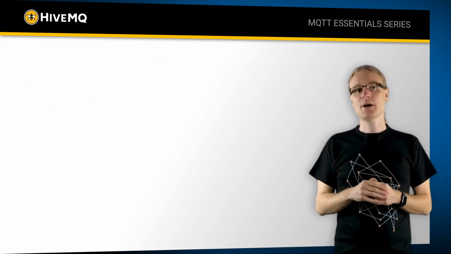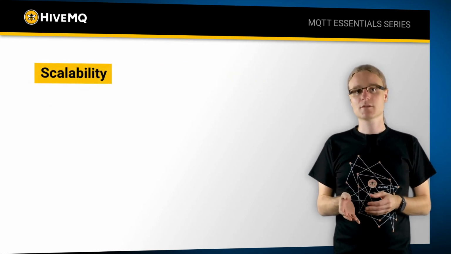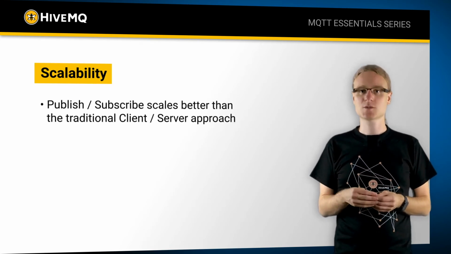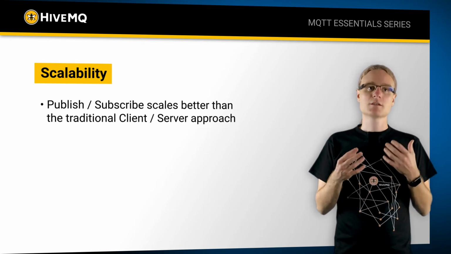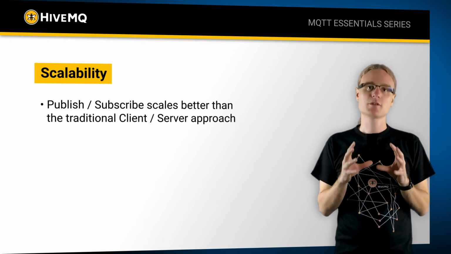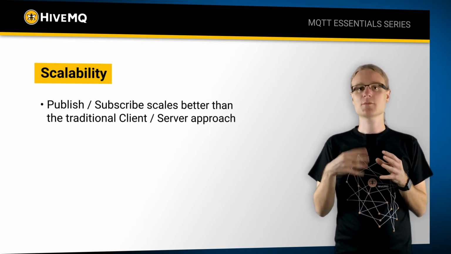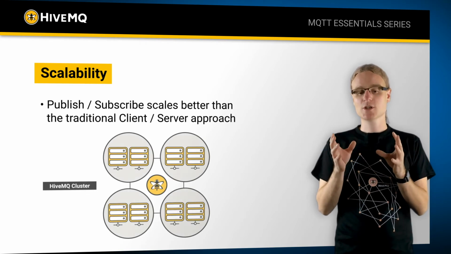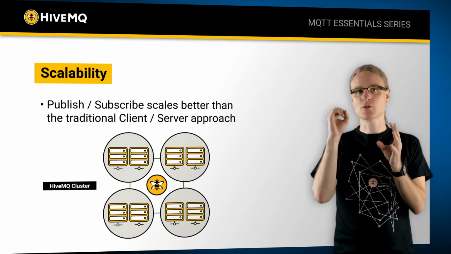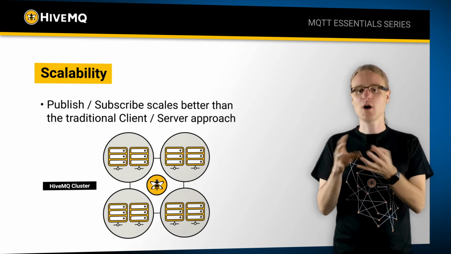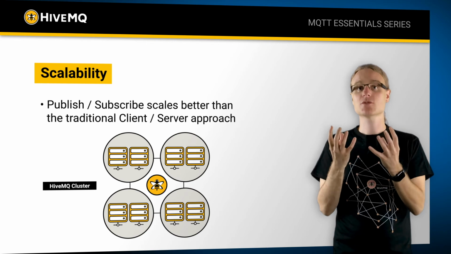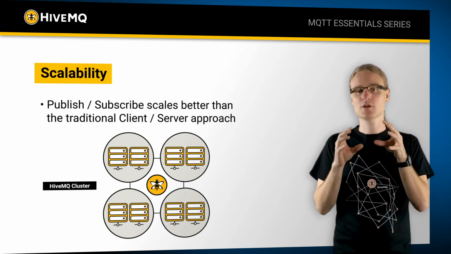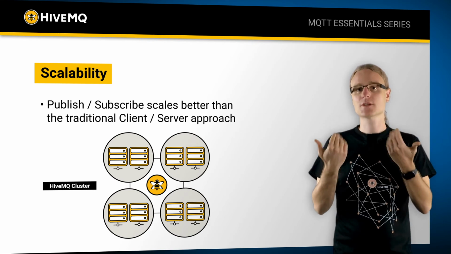An advantage of the pub-sub pattern is scalability, because publish-subscribe scales much better than traditional client-server approaches. This is especially true if you're using a broker that has advanced capabilities like clustering, which, for example, HiveMQ implements, which allows you to have multiple brokers, and they form one logical, virtual single broker. So all your devices can connect to these brokers and produce and consume data.